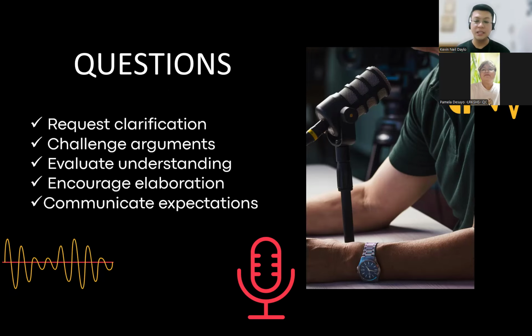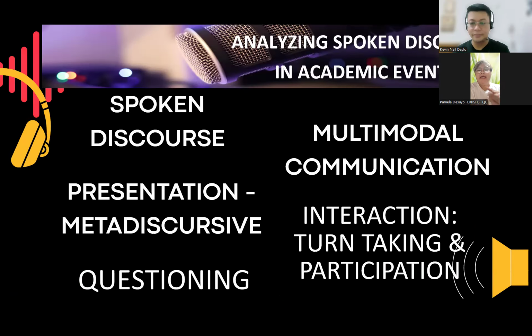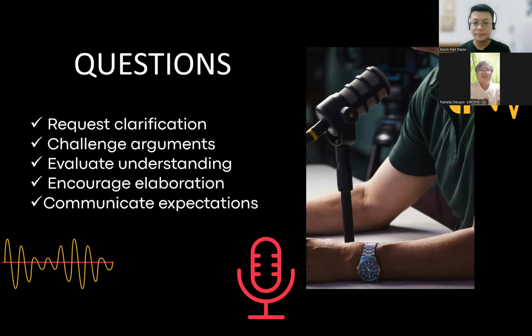One of the key insights is that questions can have multiple functions. They may request clarification, challenge arguments, evaluate understanding, encourage elaboration, and communicate expectations. One interesting example discussed in the study is when an examiner says, "It's just a comment, not really a question." Yet, candidates may still interpret that the comment is requiring a response.